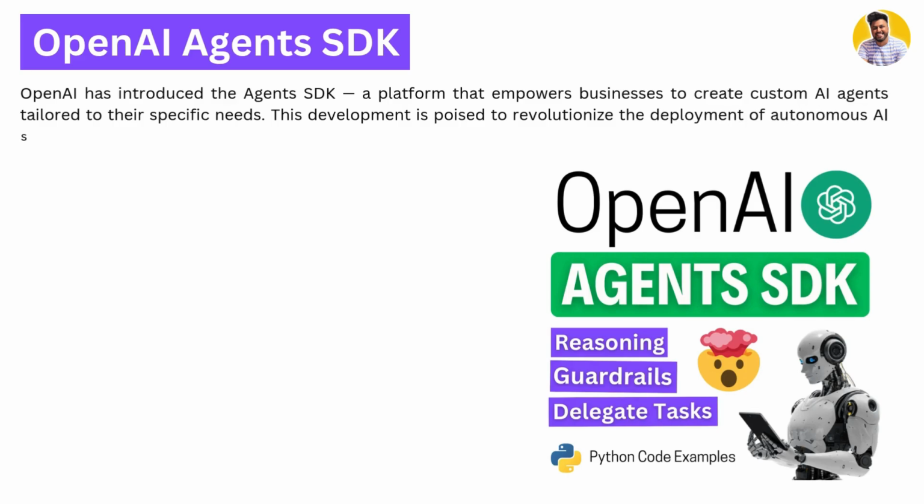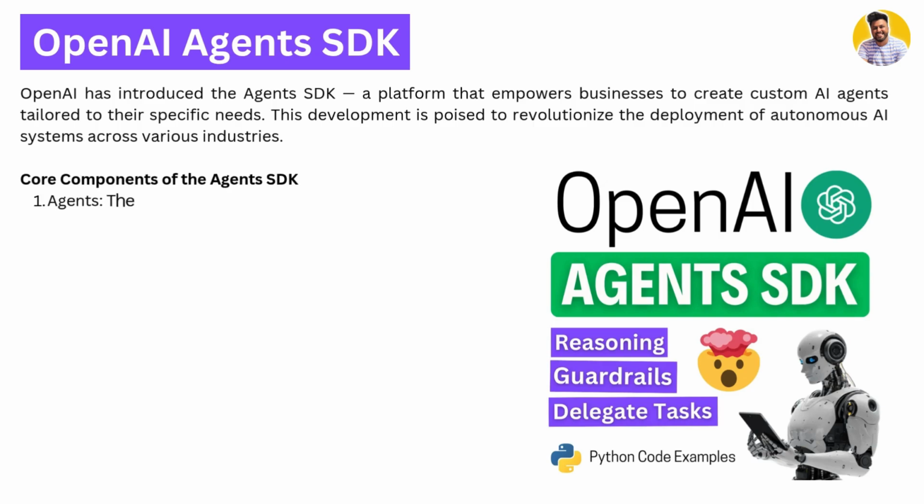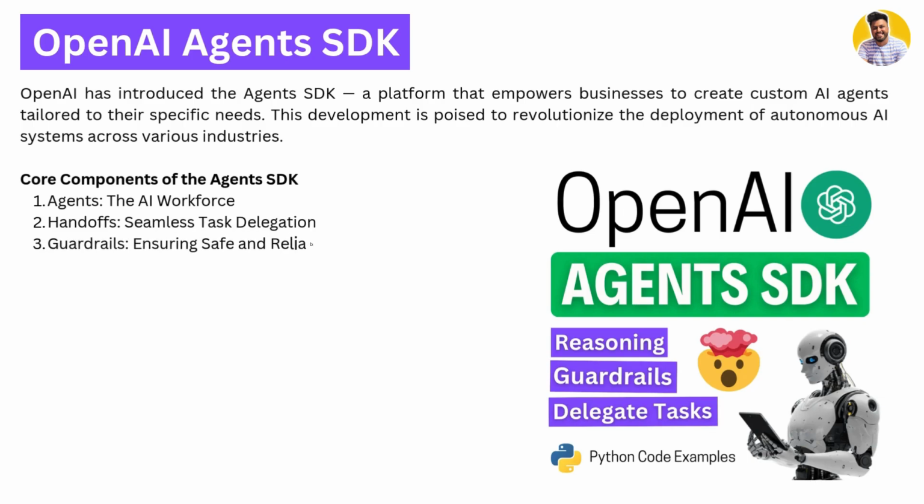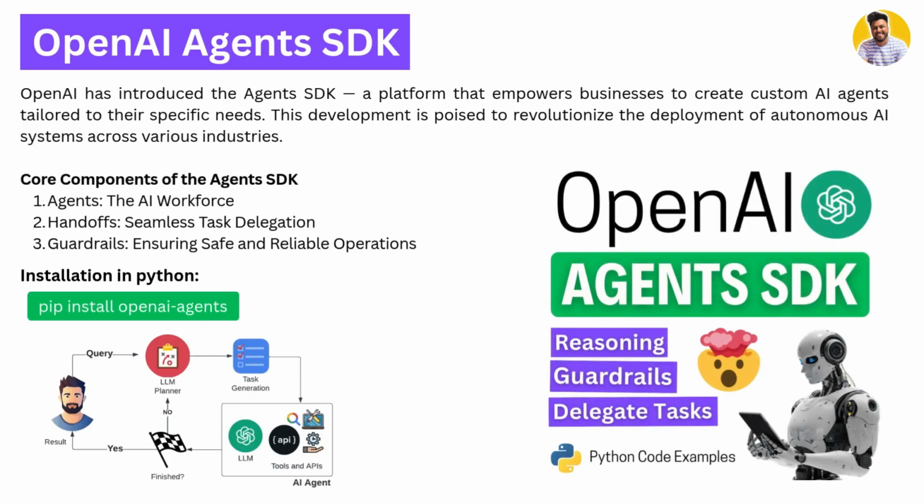It has core components called agents that work as an AI workforce. It has handoffs so that multiple agents can delegate their tasks as well. It has guardrails that ensure safe and reliable operations, without any misleading words or misleading operations. You can install it by using pip install openai-agents in the Python command prompt.